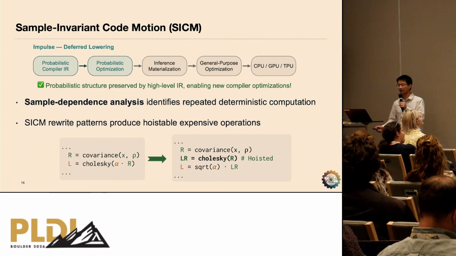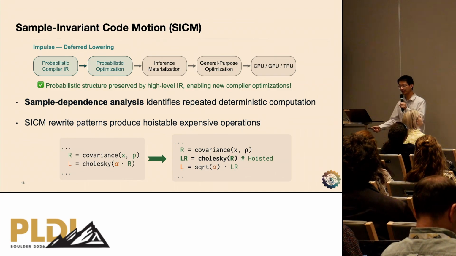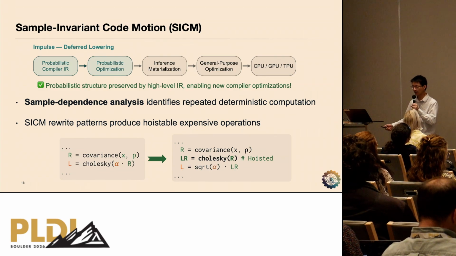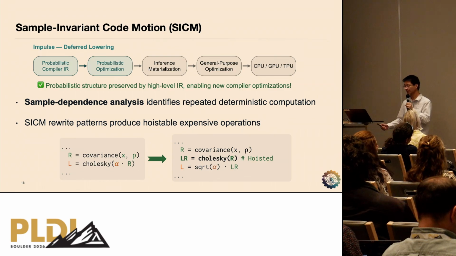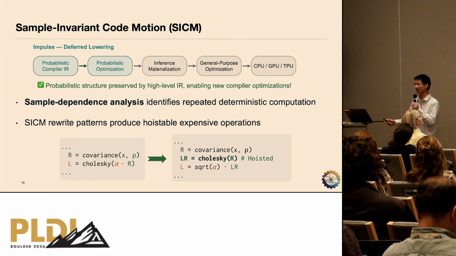And sample-invariant code motion can apply rewrite patterns that a general purpose tensor compiler will never do, because this is adding computation by adding a square root. And we, as a compiler, understand the probabilistic semantics, that we will have to run this code millions of times, so we can benefit from doing this kind of rewrite.